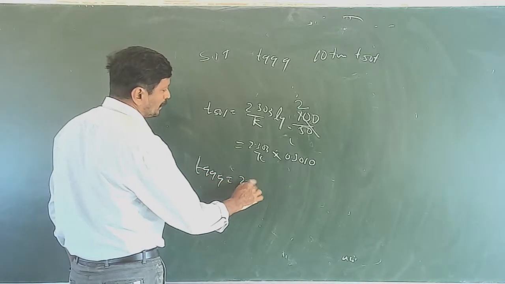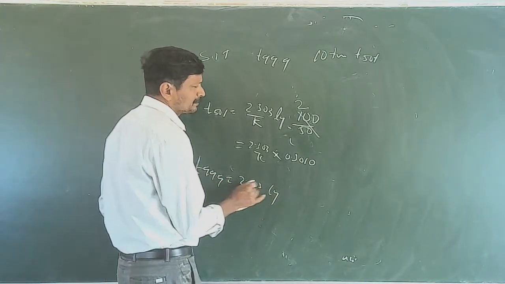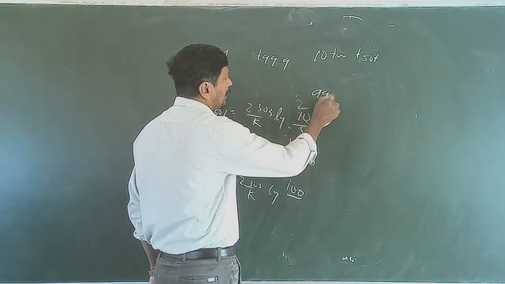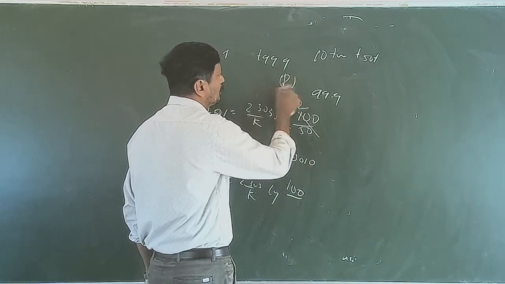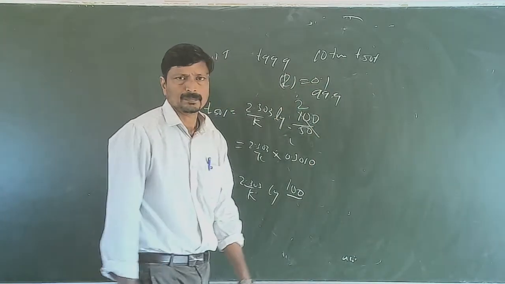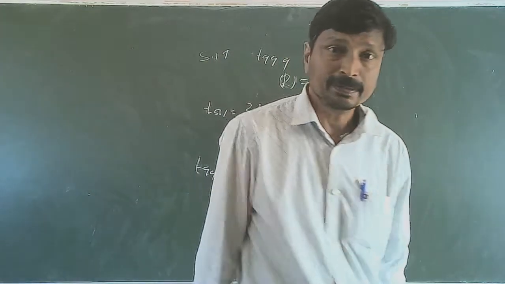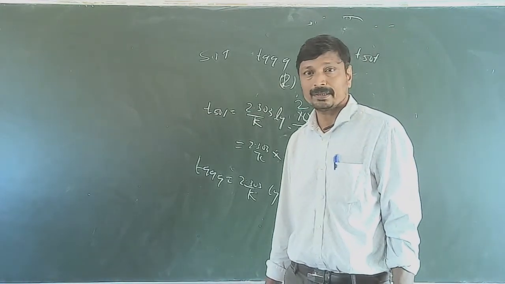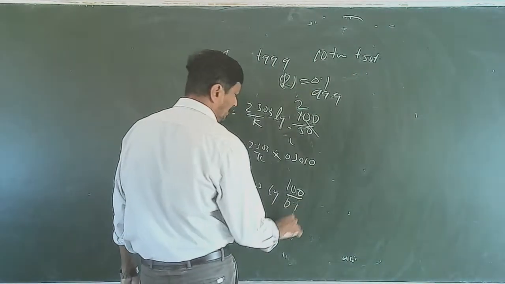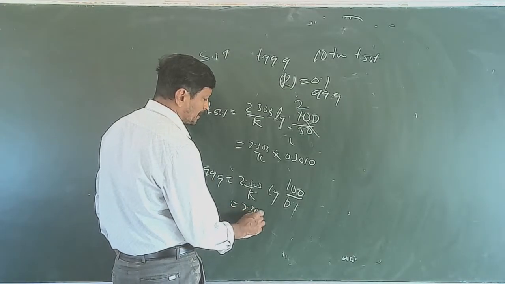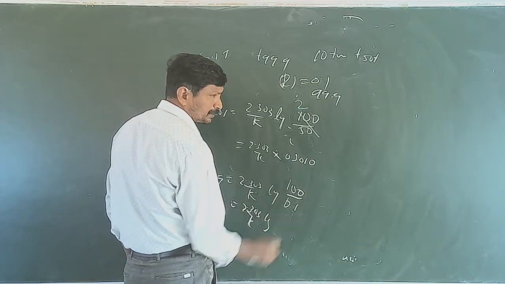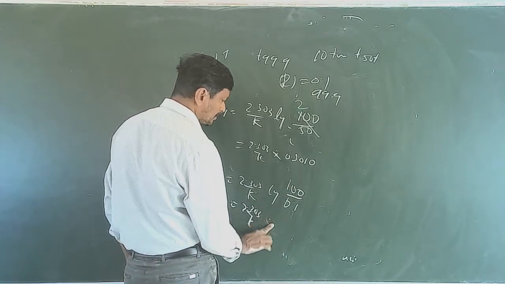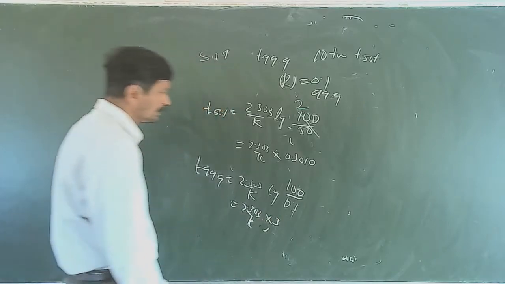And T 99.9% is equal to 2.303 by K, K is the same, log of 100 divided by R. 99.9% completion means R is equal to 0.1. You have to remember that if 99.9% is completed, then R is equal to 0.1. So 2.303 by K log of 100 divided by 0.1, which is 1000. Log of 1000 is equal to 3.